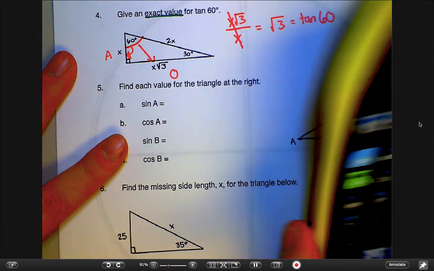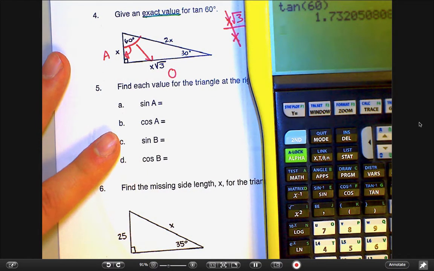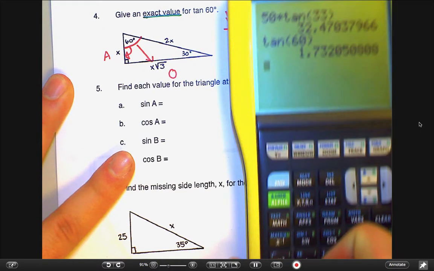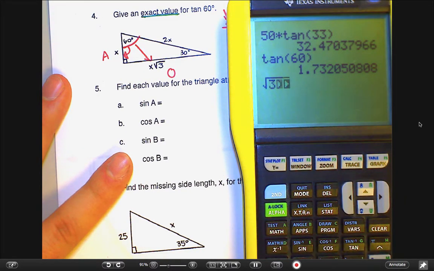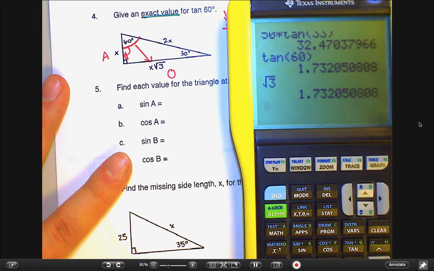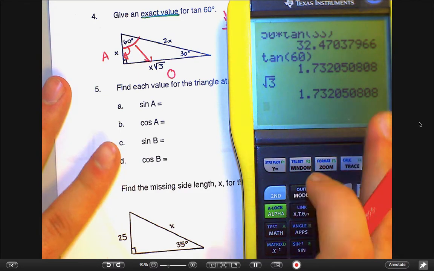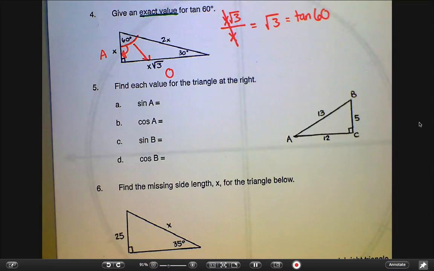And I can actually check that. So on my calculator, if I do tangent of 60, we have 1.732, and it kind of keeps going. And then I can also check the square root of 3. If I do square root of 3, oops, I get the exact same thing. So those two are definitely equal to each other. And there's our first kind of exact value that we're going to work with. We're going to do a lot more with these exact values. We're not going to do too much with it today, but once we get to unit circle, we use these things quite a bit.